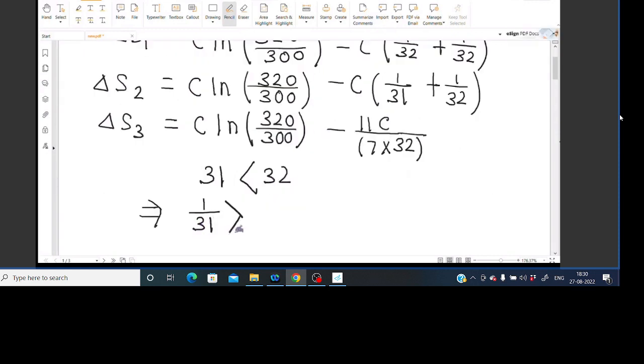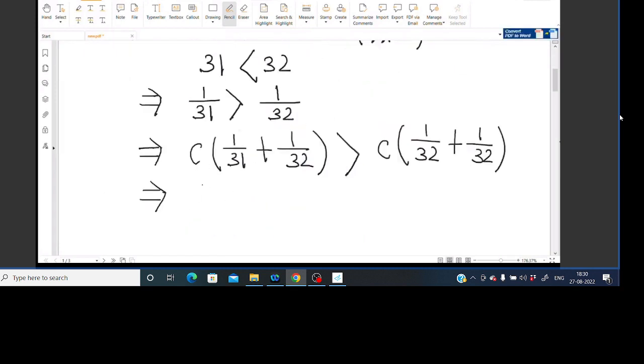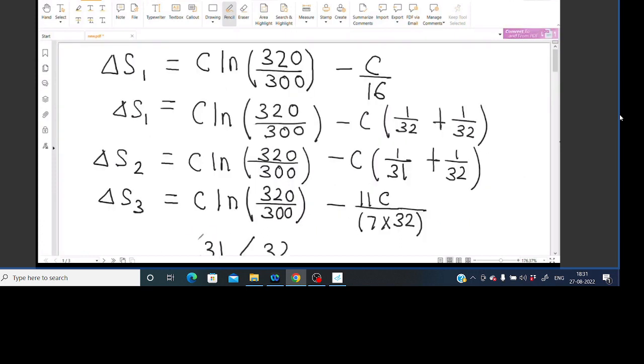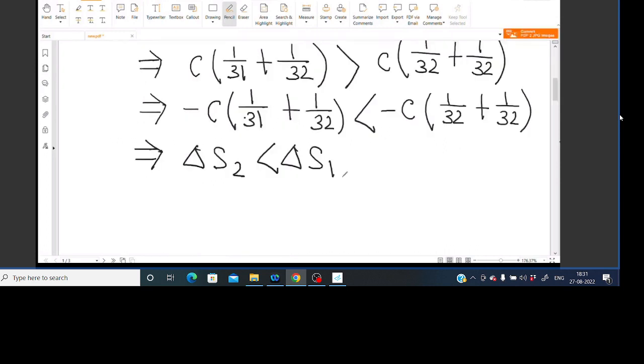We have 1 by 31 greater than 1 by 32. So C into 1 by 31 plus 1 by 32 is greater than C into 1 by 32 plus 1 by 32. Multiplying both sides with minus 1, we get minus C into 1 by 31 plus 1 by 32 is less than minus C into 1 by 32 plus 1 by 32. So the second term in process 2 is smaller than the second term in process 1, and the first terms in both the processes are equal. So delta S2 is smaller than delta S1.